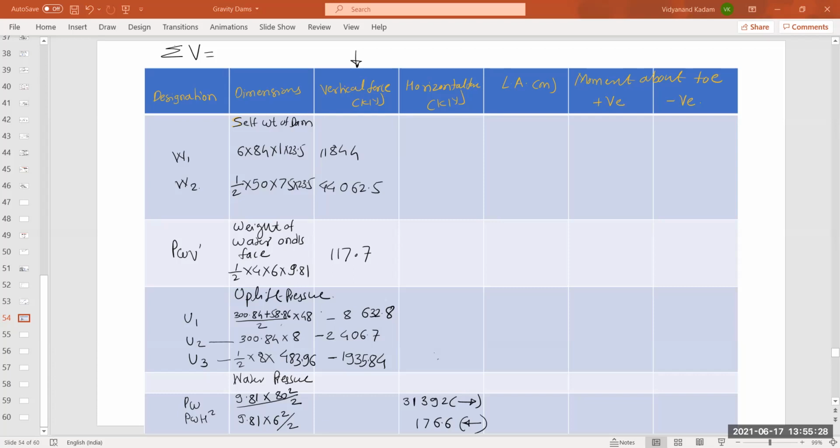Calculate summation V, and then we will go for summation M. Yes, only 5 minutes are left. See, there are 3 negative values and 3 positive values. Okay, positive values are 11844, then 44062.5. Okay, these are the 2 positive values. 117.7, that is again positive. All these three forces are vertically downward. So take addition of these 3 and take addition of remaining 3. Okay, and see what is the difference between these 2.